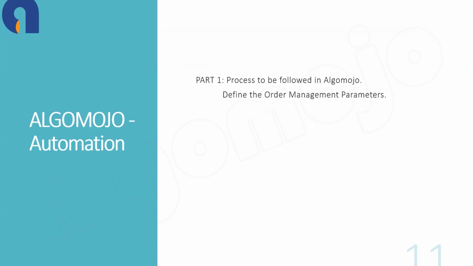As I was mentioning, it's a two-step process in terms of automation. First, you need to define what you want to trade by updating it in the Algomojo platform. Then enable paper trade or live trade, and then get into the process of automating in TradingView or Amibroker or any other charting platform. For today's demo, we will be using TradingView.